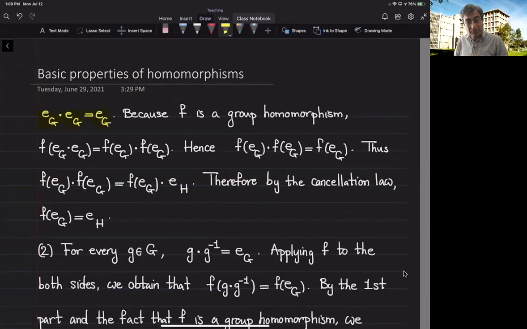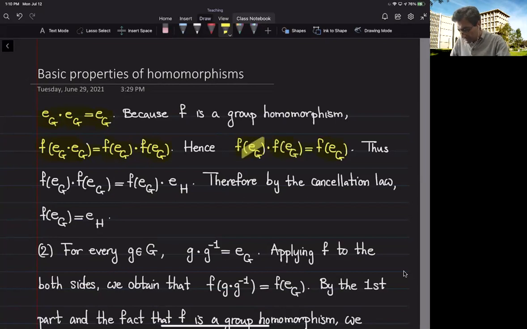Because F is a group homomorphism, it preserves the dot multiplication. And I deduce that F of e_g dot e_g is the same as F of e_g dot F of e_g. Now I notice that this is e_g times e_g. Now I'm going to use this equality. And I know that F of e_g times e_g is F of e_g. So this side is F of e_g, and this side, I write it as it is. So I get this equality.